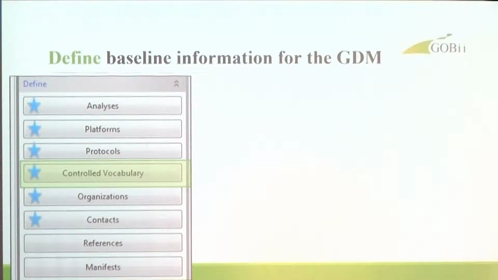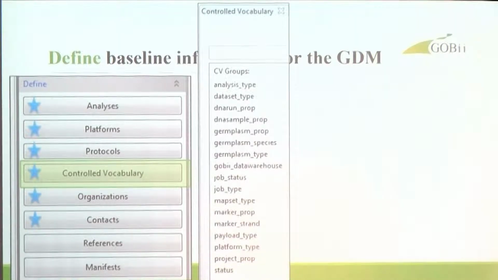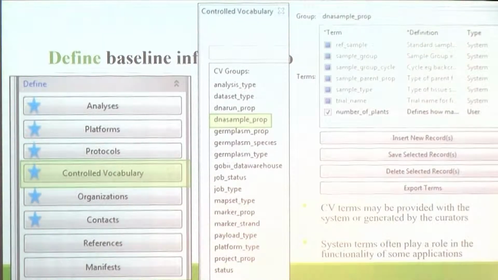We deploy GOBii with predefined properties, which we call controlled vocabulary. CV terms may be provided with the system or generated by the curators. System terms often play a role in the functionality of some of the applications.